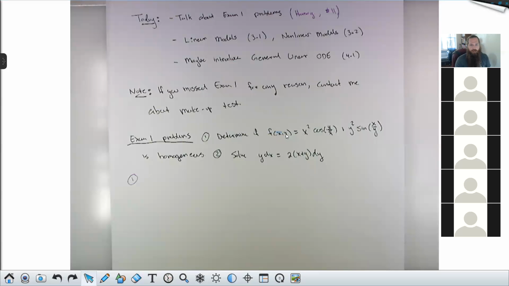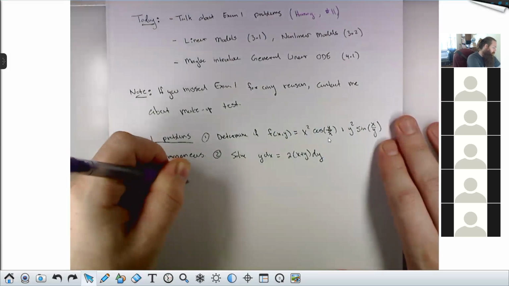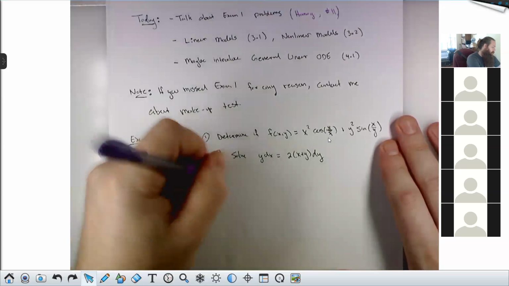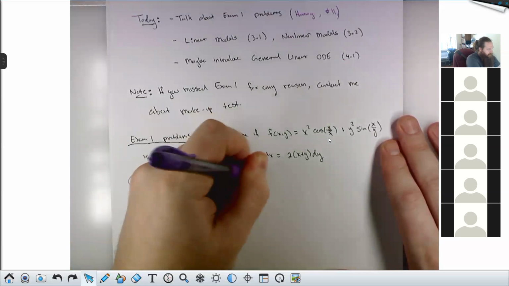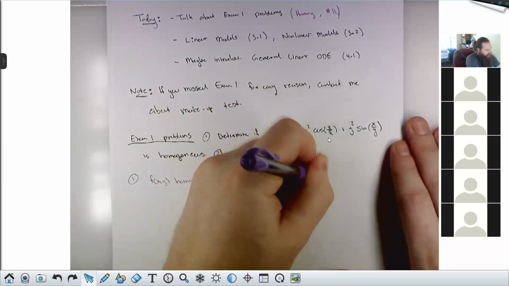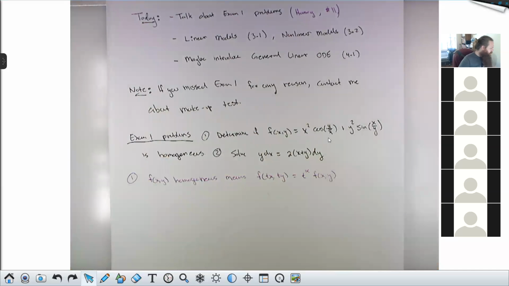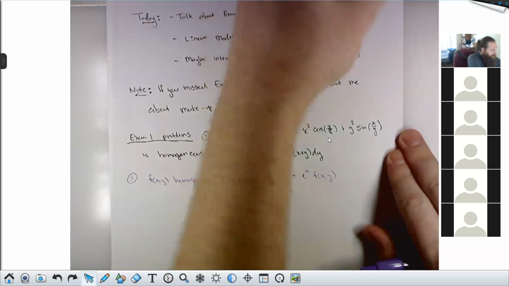Yeah, exactly. We want to scale these variables by the same factor. We want to kind of zoom in by a factor of t on the input space. So we're going to look at f of tx comma ty, and then see if when we do that, we can factor some power of t out and get the original thing left over. So remember, f of x y is homogeneous means f of tx comma ty is equal to t to the alpha times f of x y. You could use an n there instead of an alpha if you wanted, that's fine. The idea is some power of t should come out.